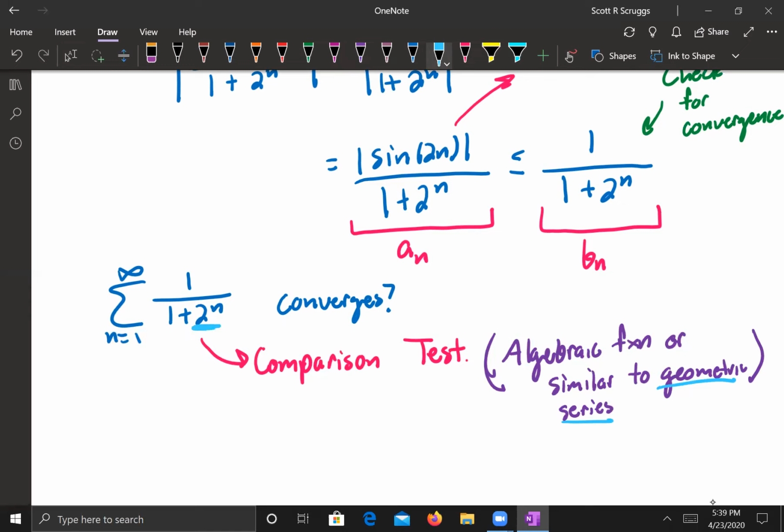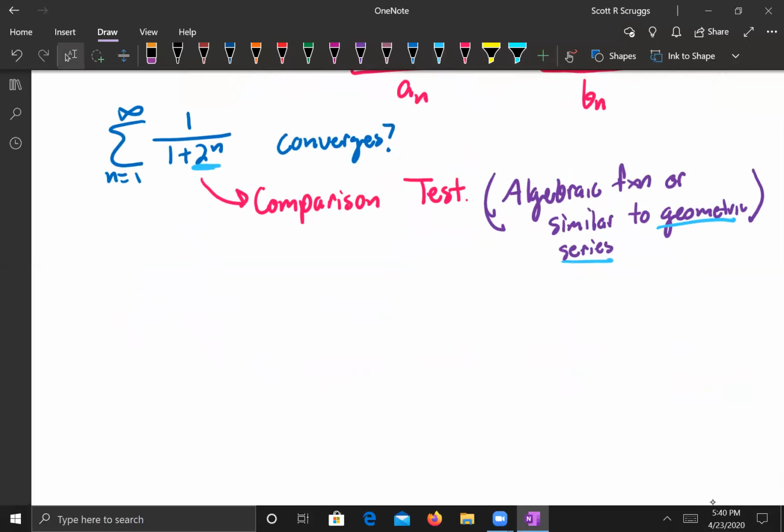Because I have 2 to the n power in my denominator, which looks very similar to the geometric series 1/2 all of that raised to the nth power, or 1 over 2 to the nth power. So I want to compare this series with 1 over 2 to the nth power. You could do the direct comparison test, which I'll do here, but you can also do the limit comparison test.